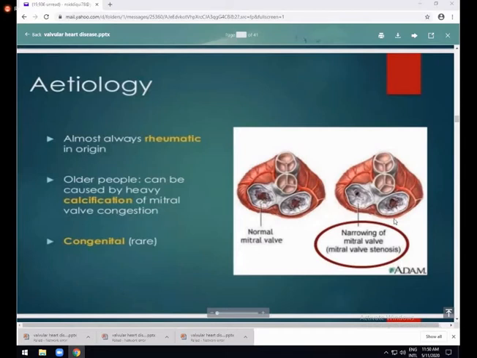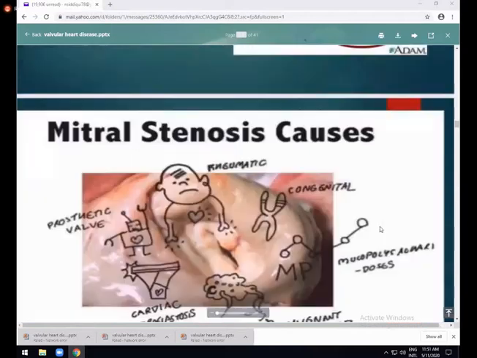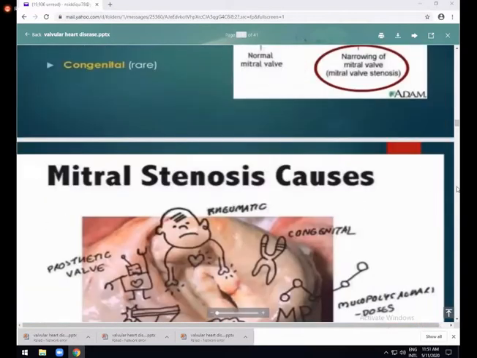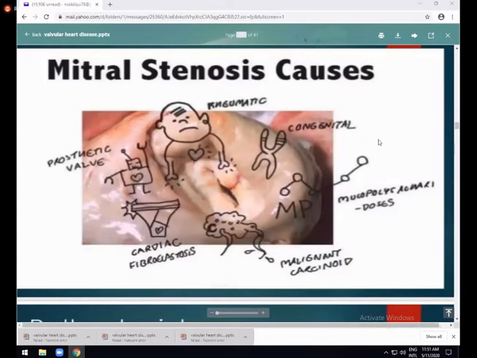But in Western society, this is the normal valve, and from above, you can see this is the orifice of the mitral valve. And when it becomes stenosed, it leads to a very small slit. Other causes are sometimes congenital causes, and calcification. They can also lead to mitral stenosis. So this is the mitral valve, and the cause can be congenital.